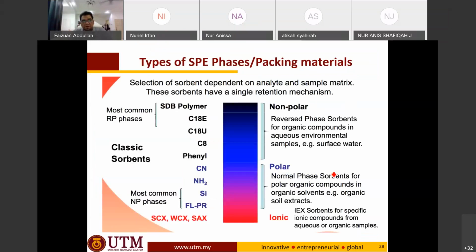So we have a type of SPE phase, the packing material to choose. A classic solvents, we have a polymer, we have polar and non-polar. We have to ensure that we use the right type of SPE phase for our sample and analyte.